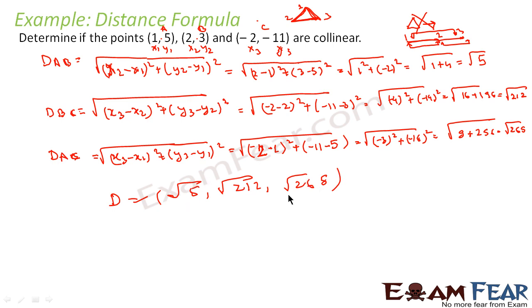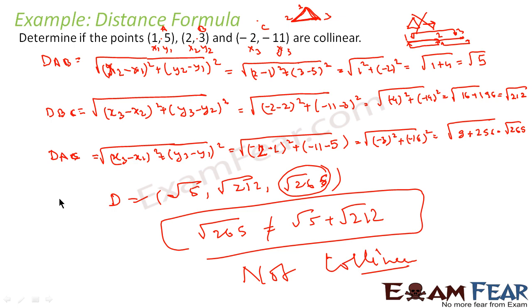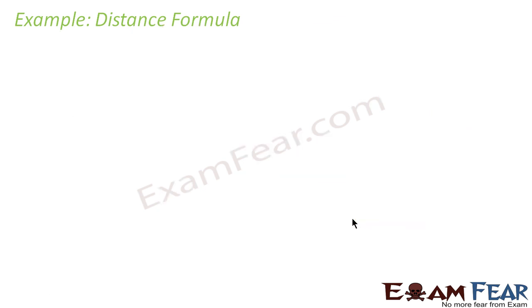Now the best thing to do here is to take the maximum distance, that is root 265. So root 265 is not equal to root 5 plus root 212. Since this is not equal, we say that they are not collinear. Very simple, just find the distances between the points. Take the maximum distance, because the maximum distance has to be equal to the sum of the other smaller distances. If the maximum distance is not equal to the sum of the smaller distances, we can say that they are not collinear. Let's take one more example.